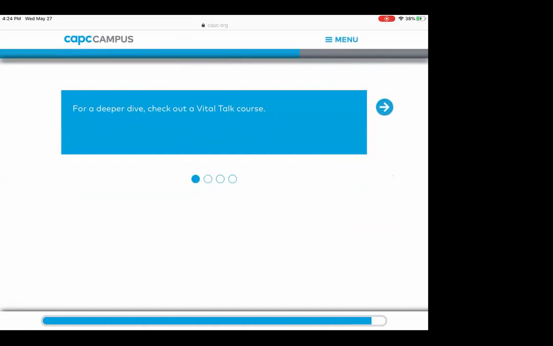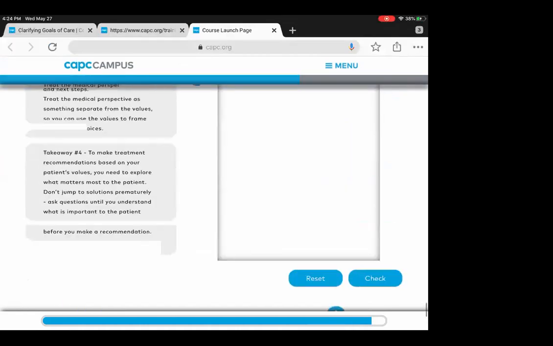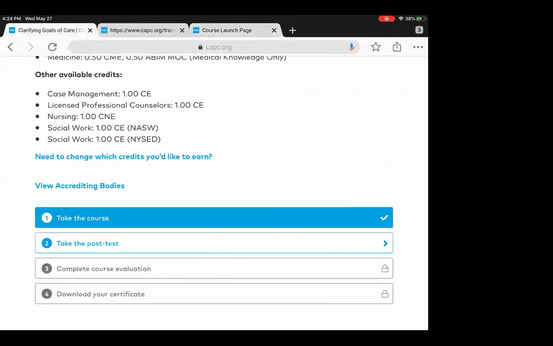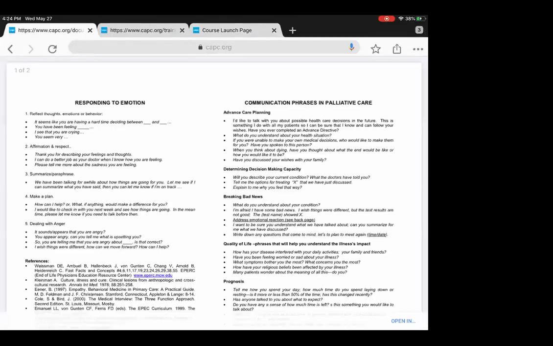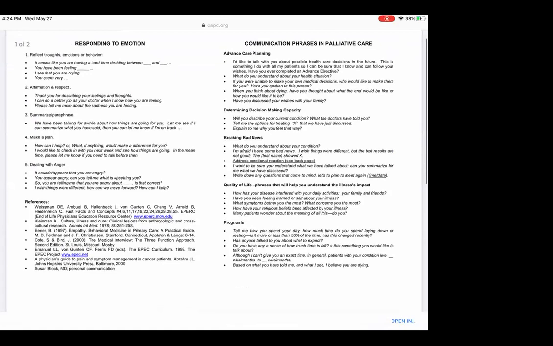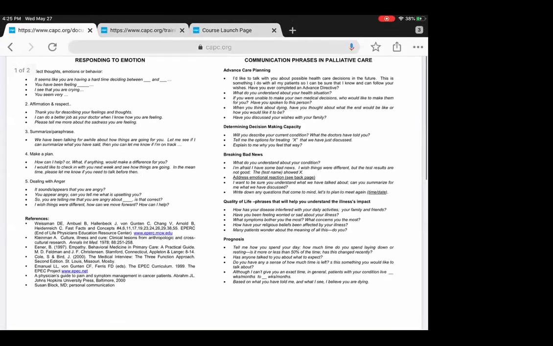There's a couple different little tools that go along with this. Actually, I pulled up here some communication phrases. I know this is probably hard to see on the screen, but I can send this out too. This actually gives some specific phrases to respond to emotion or respond to different things that patients might say. And then it uses that in a specific context. So over on the right, using that in context with advanced care planning, or using that with determining decision-making capacity, giving prognosis, breaking bad news. So there's some good phrases, and I can send that out too.